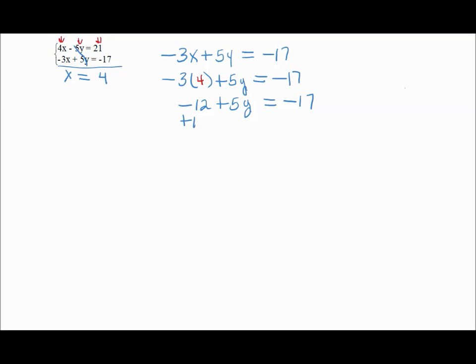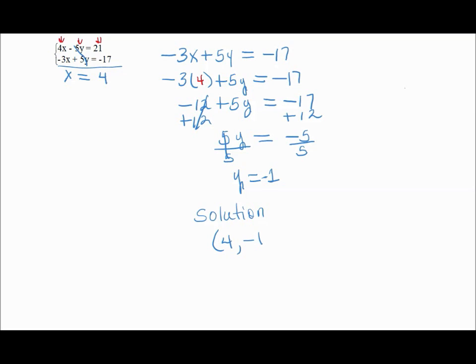So I'll add 12 to both sides. It cancels out. So that leaves me with 5y is equal to negative 17 plus 12 leaves me with a negative 5. So I'll divide both sides by a positive 5. That will leave me with, well, let me fix this. This kind of looks like an x. So that will leave me with y equals negative 5 divided by a positive 5 is negative 1. So that means for my solution, my ordered pair is going to be 4, negative 1.